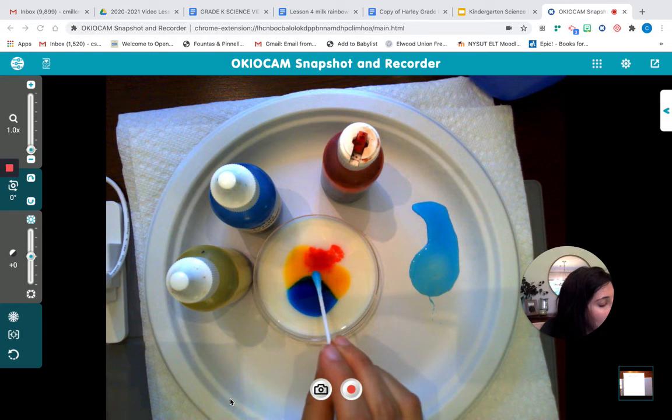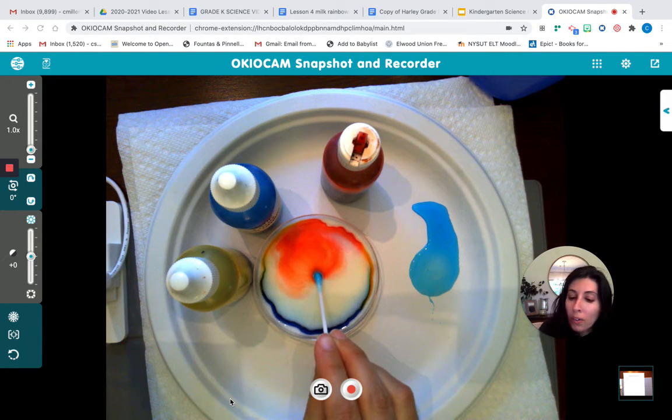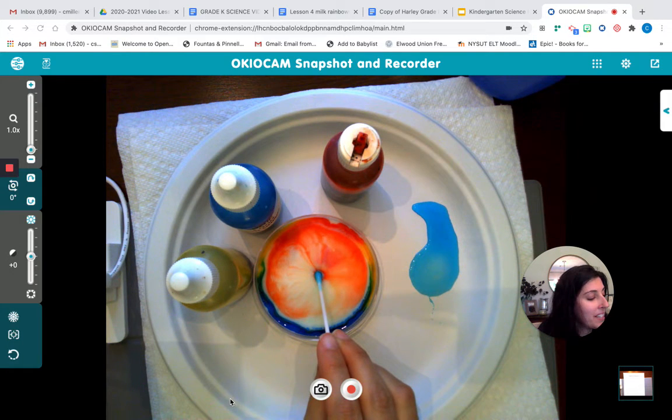Let's see what happens. Watch carefully. Observe with those eyes, scientists. Whoa! Did you see what happened? Oh my goodness. I'm going to just keep holding it here for a minute. Keep observing. Watch what's happening. Wow.